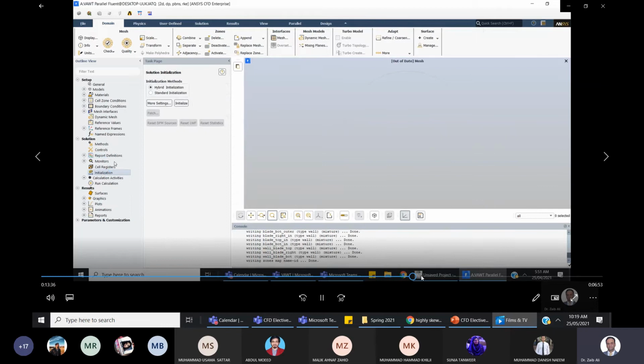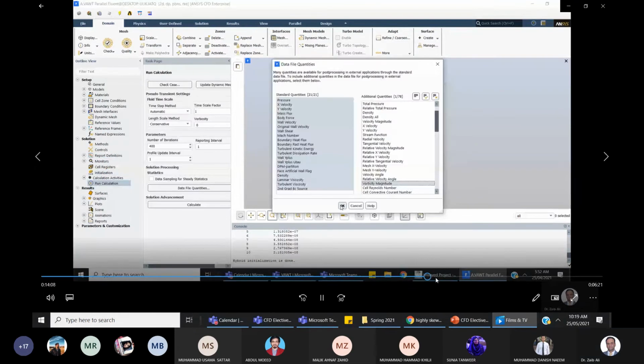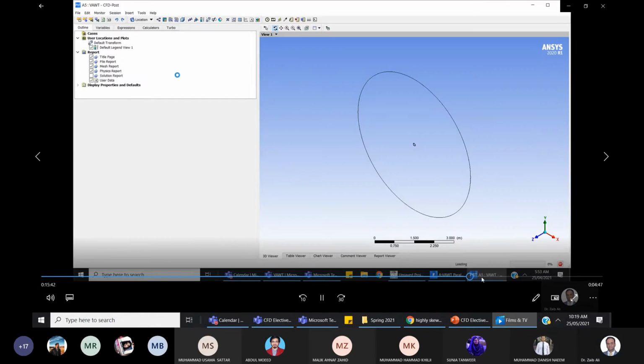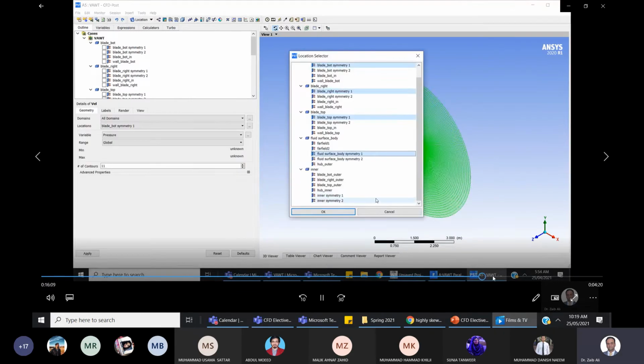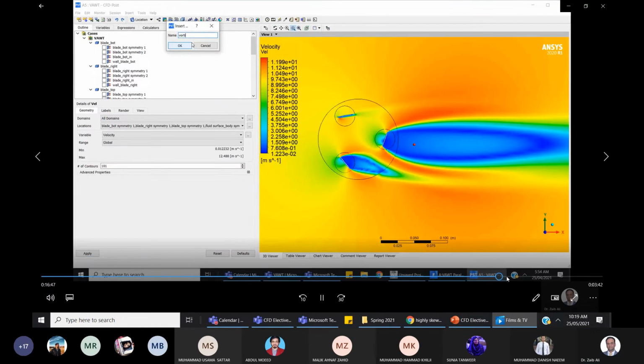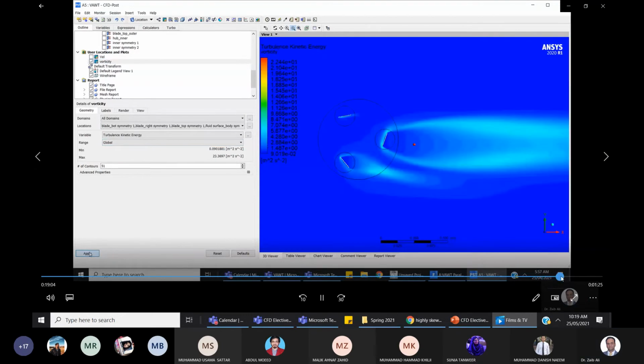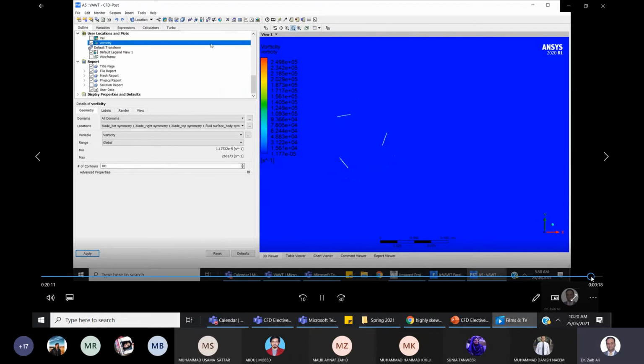Okay, so then you initialize it using hybrid initialization. You are interested in the velocity magnitude, so you need to tell the solver to also calculate additional quantities like the magnitude. You can observe it, and then you run the simulation, and then you post-process it, and you monitor various contours of velocity, pressure, etc. Okay, so I'm not going through that. You can just follow that once I upload the complete tutorial.